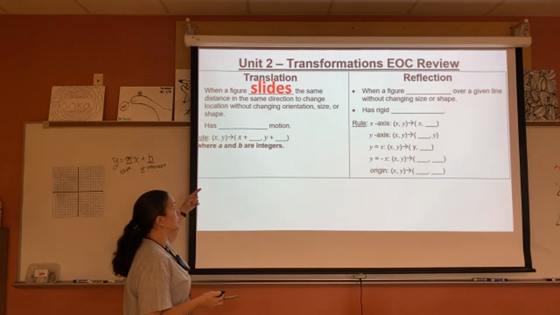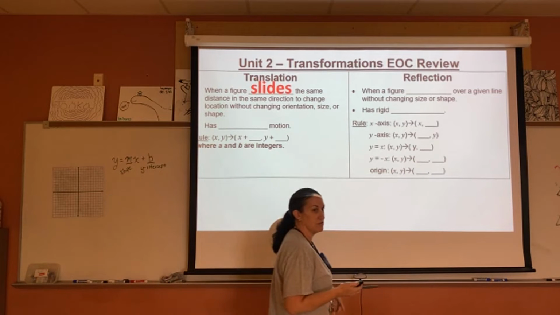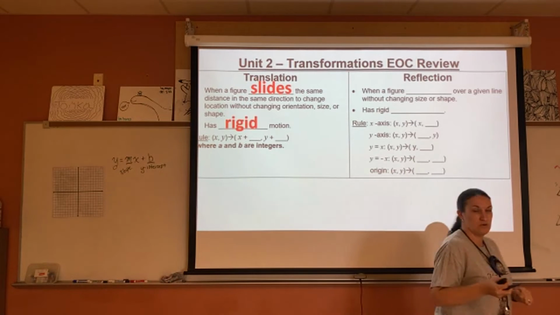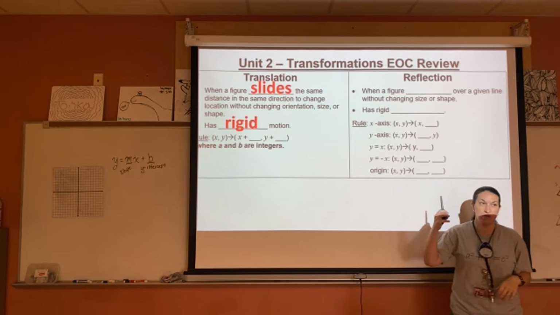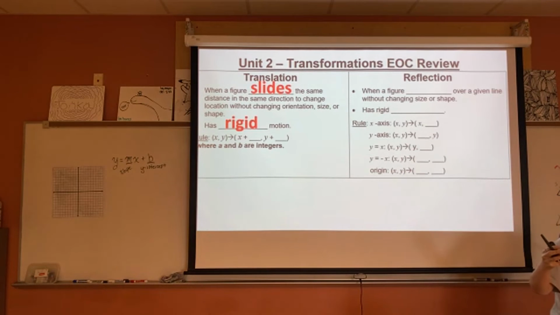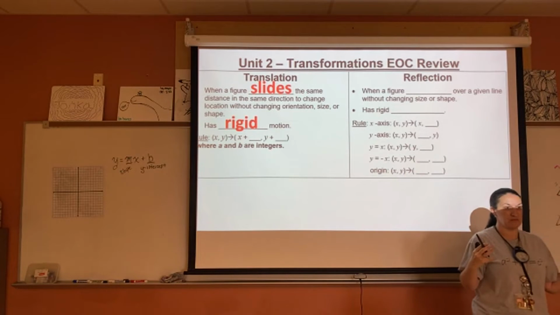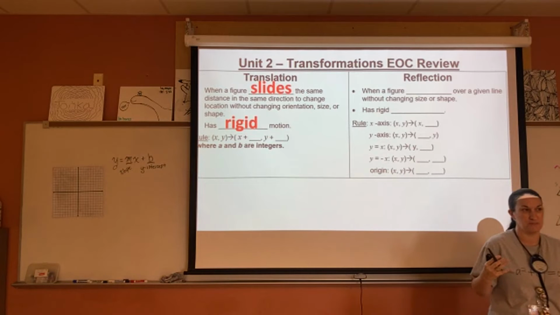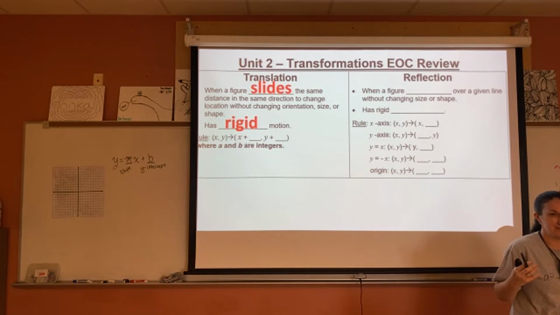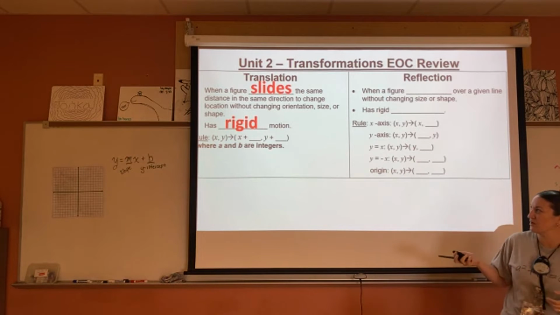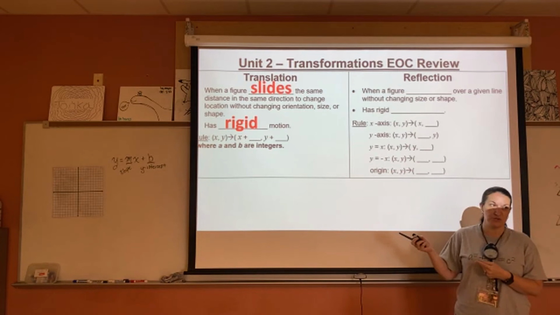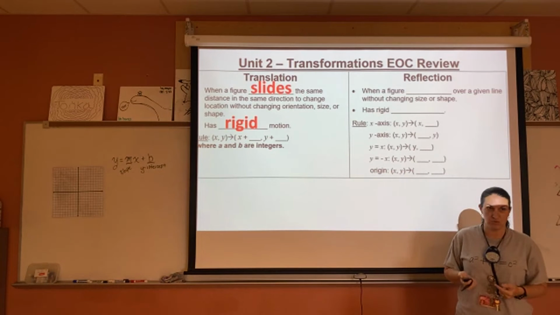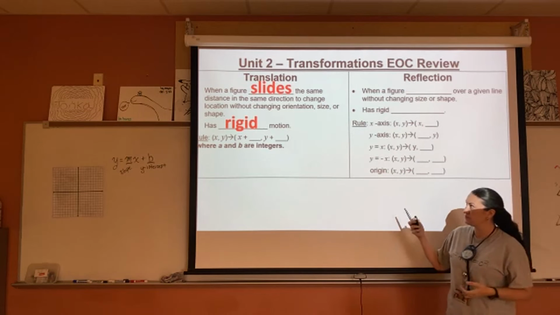Because the size and shape did not change, we say that has rigid motion. Rigid motion is when the original figure and the new figure are both the same size and shape, and there's another word for that. What does it mean when two figures have the same size and shape? Starts with the letter C. Congruent. So if a figure has rigid motion, that basically means it's congruent. The original and the new are congruent.